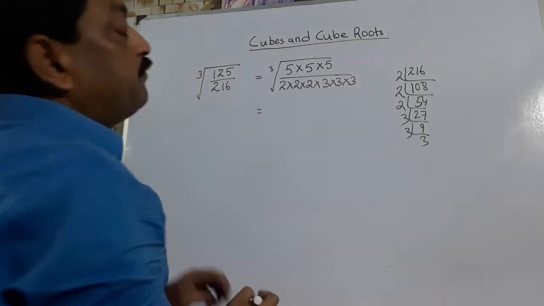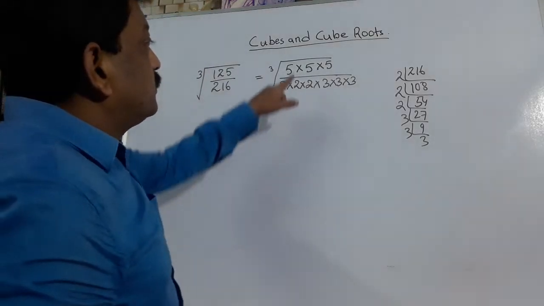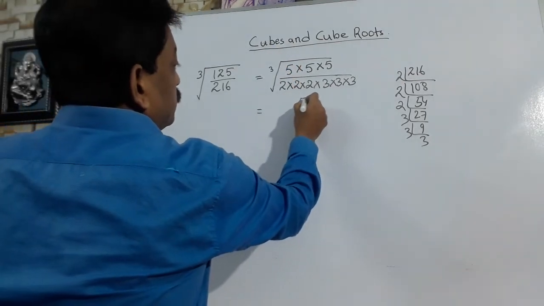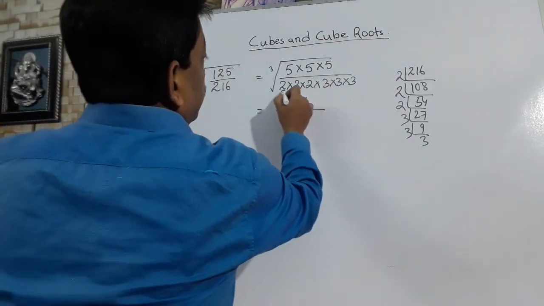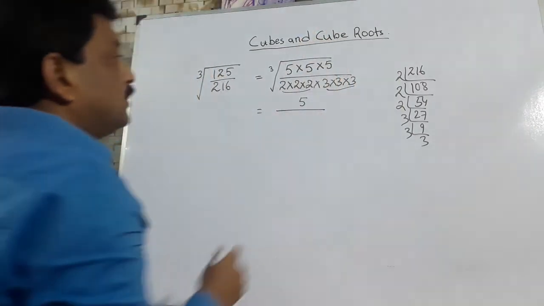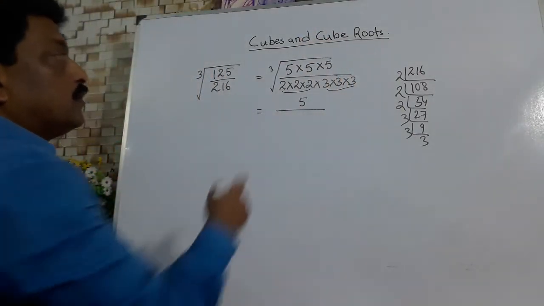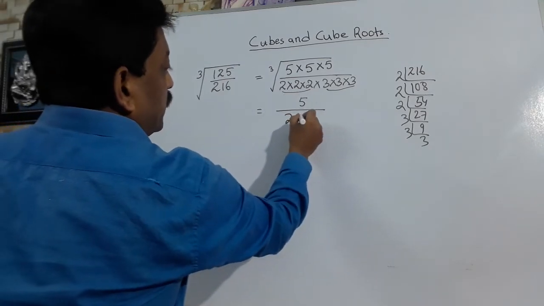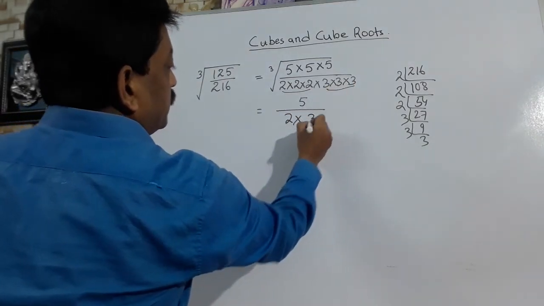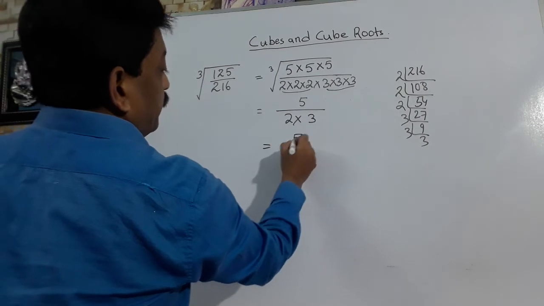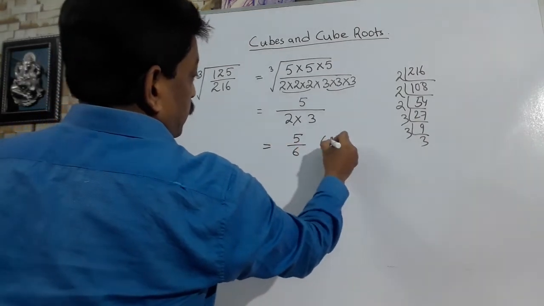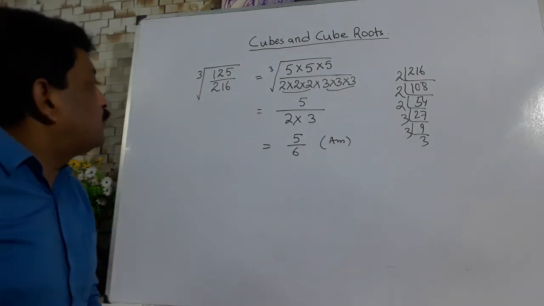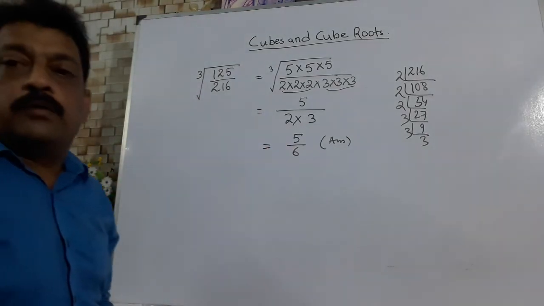Now they are all forming triplets of equal factors, 5 into 5 into 5. One member from the triplet will come out in the numerator, and in the denominator there are two triplets. One member from each triplet will come out, so 2 multiplied by 3. The answer will be 5 upon 6. Therefore the cube root of 125 upon 216 is 5 upon 6.